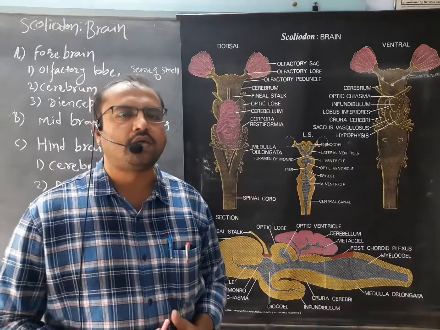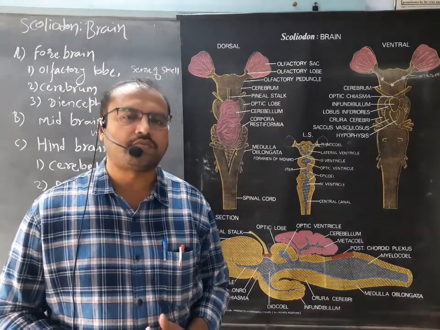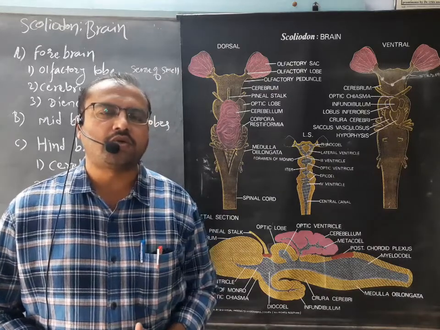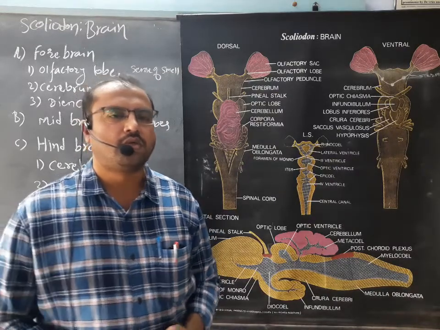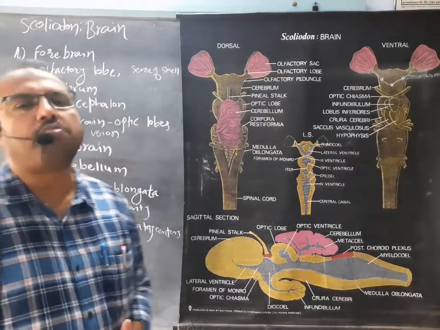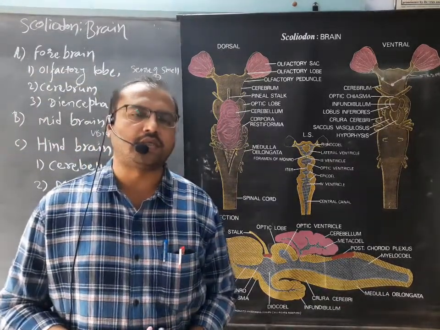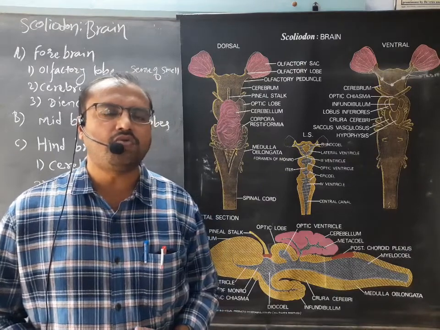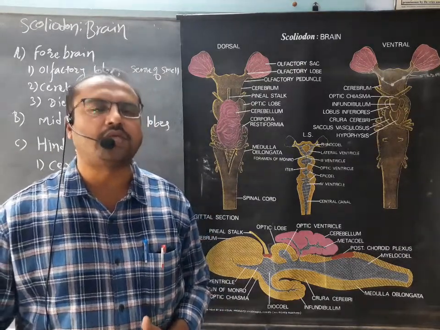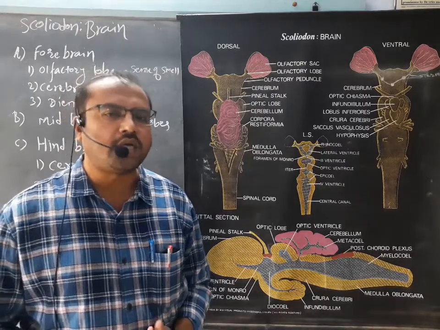So let's start today's lecture, which deals with the structure and function of the brain of Scoliodon. As you know, Scoliodon is an aquatic animal belonging to the class Pisces. The body is divisible into three regions: head, trunk and tail; the neck is absent.